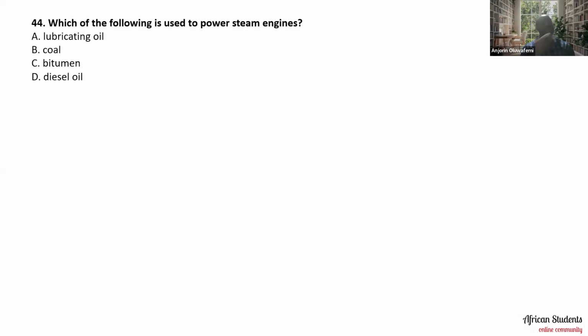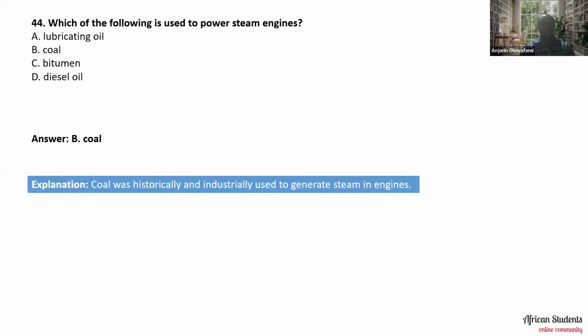Okay. So which of the following is used to power steam engines? Is it lubricating oil, coal, bitumen, or diesel? The answer is coal. Now, coal was historically and industrially used to generate steam in engines.